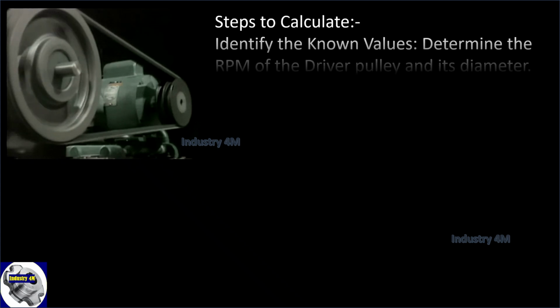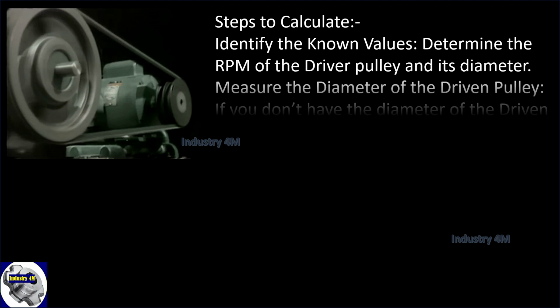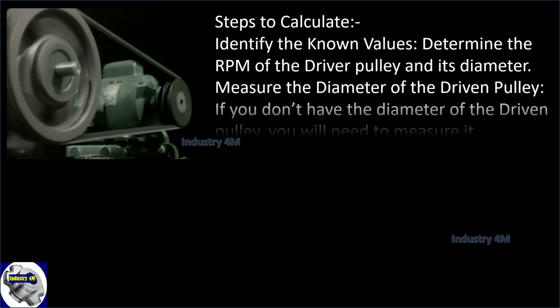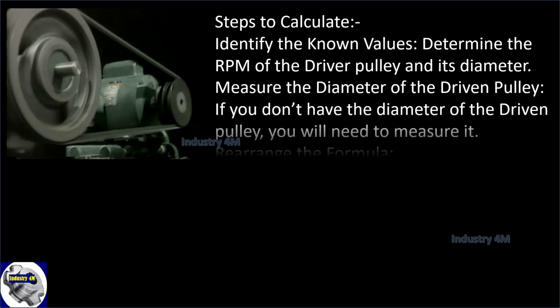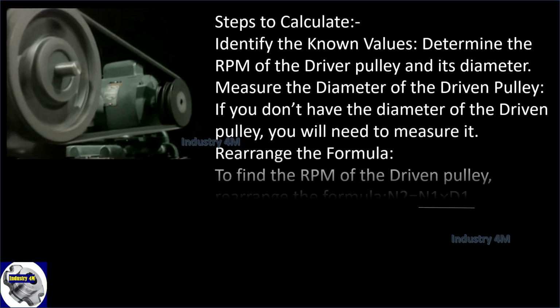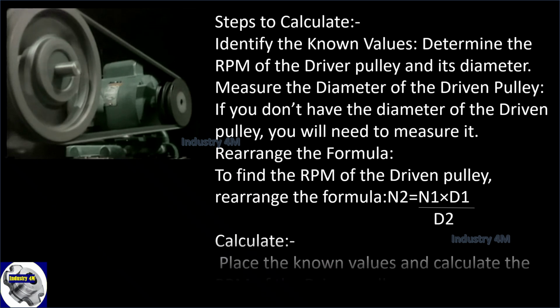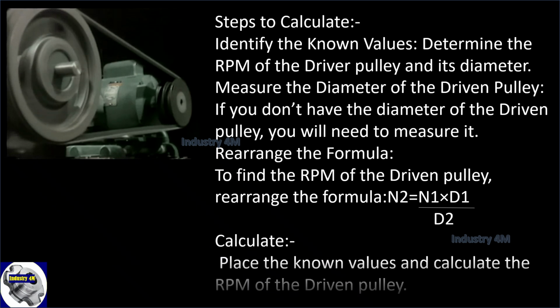And let's understand the steps to calculate the formula. Identify the known values: determine the RPM of the driver pulley and its diameter. Measure the diameter of the driven pulley. If you don't have the diameter of the driven pulley, you will need to measure it. Rearrange the formula. If you want to find out the RPM of the driven pulley, rearrange the formula: N2 is equal to N1 into D1 divided by D2.